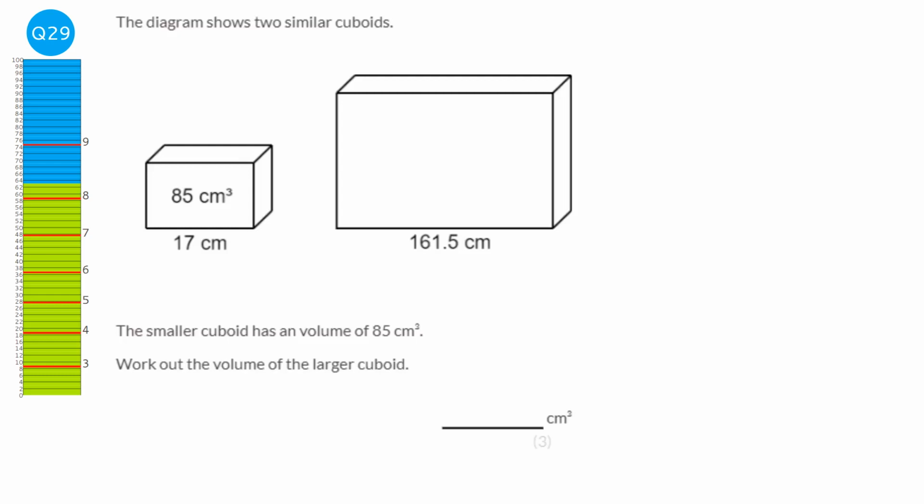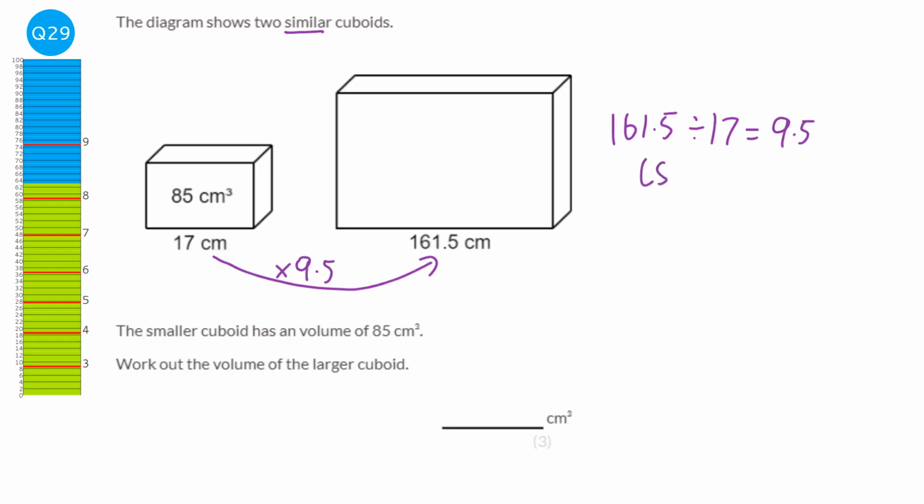So we know these cuboids are similar, so they're going to have a scale factor, and we can work out the linear scale factor. To do that we've got to work out what we times 17 by to get to 161.5. So we'll do 161.5 and divide it by the smaller one, which is 17, and that's 9.5. So the linear scale factor is 9.5.